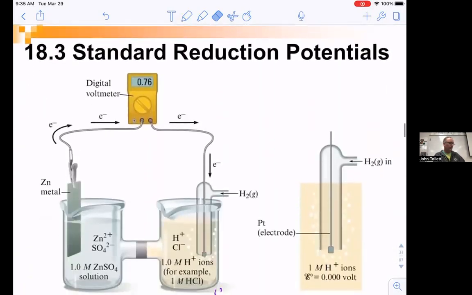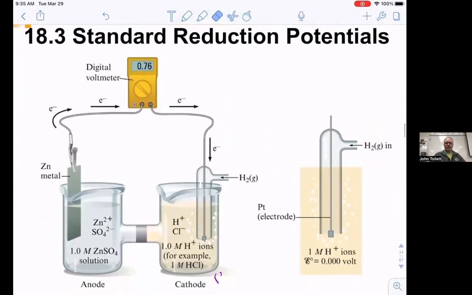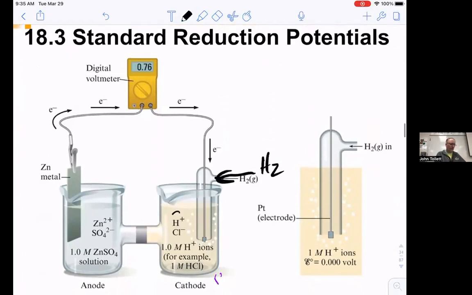So standard reduction potentials, if I look at this right here, this is zinc against hydrogen. They're bubbling hydrogen gas in this way right here. There's your H2 going in. The hydrogen and the hydrogen ions are where that transfer of electrons happens. The hydrogen is forming hydrogen gas as it gets reduced and gains electrons, whereas the zinc is losing electrons. They're flowing in this way, and then they're hitting the hydrogen ions and producing hydrogen gas. You have to have some hydrogen gas present for this to happen.